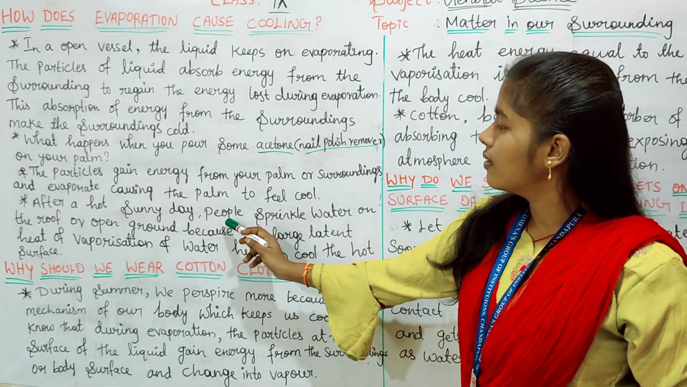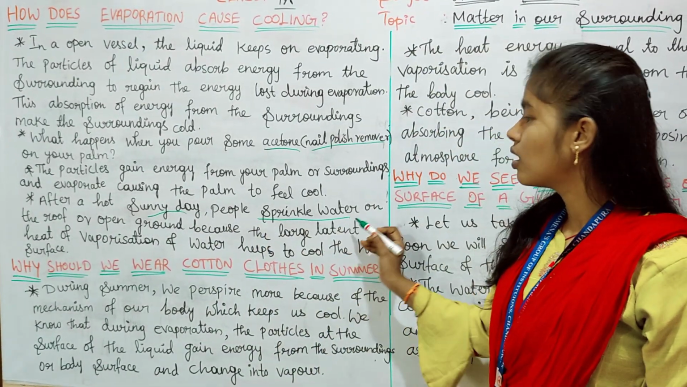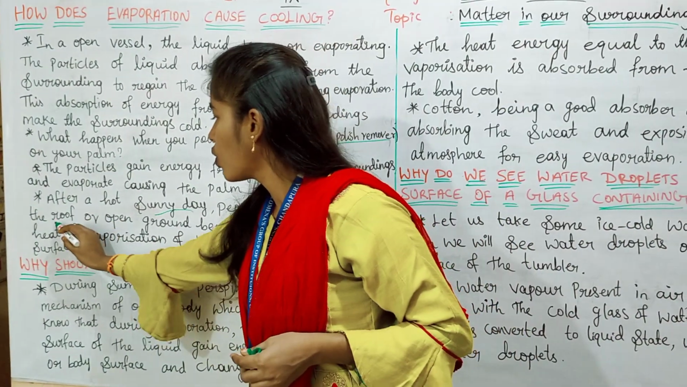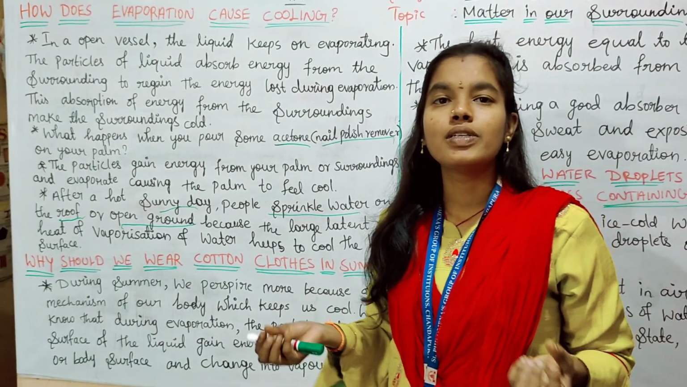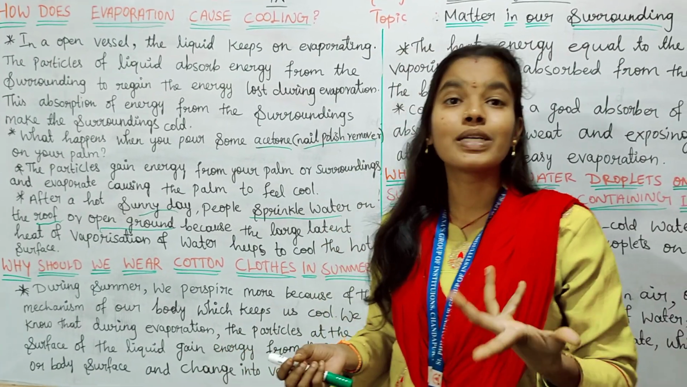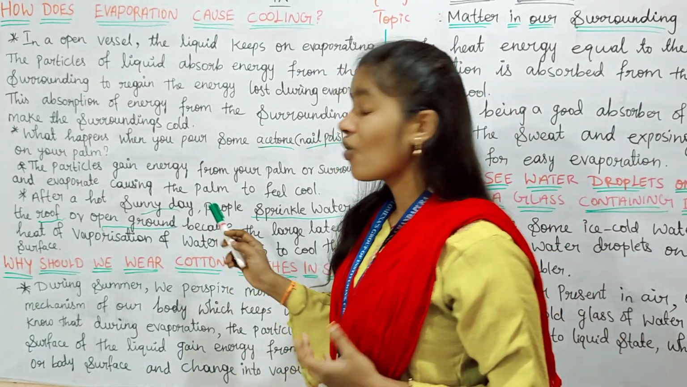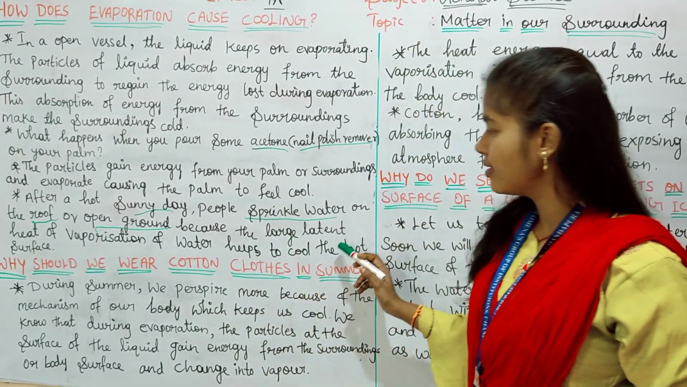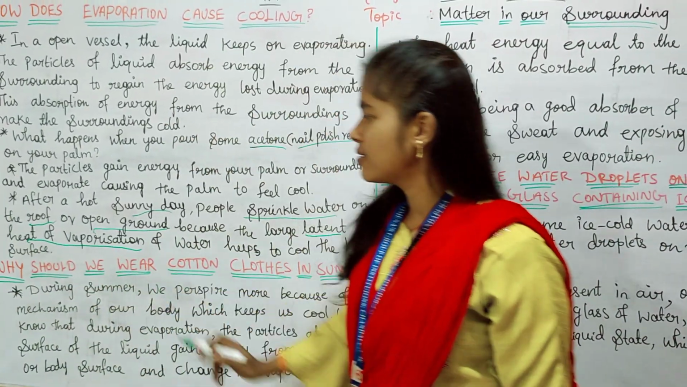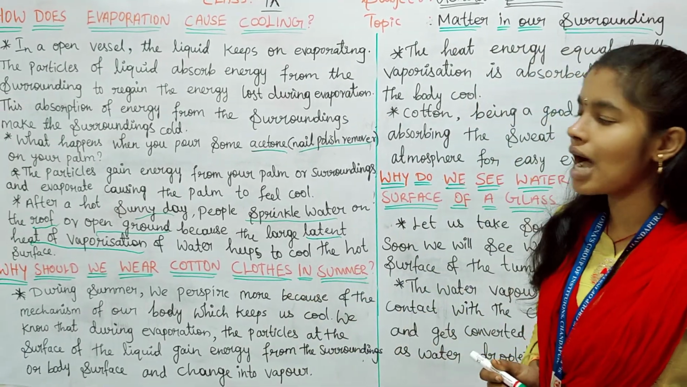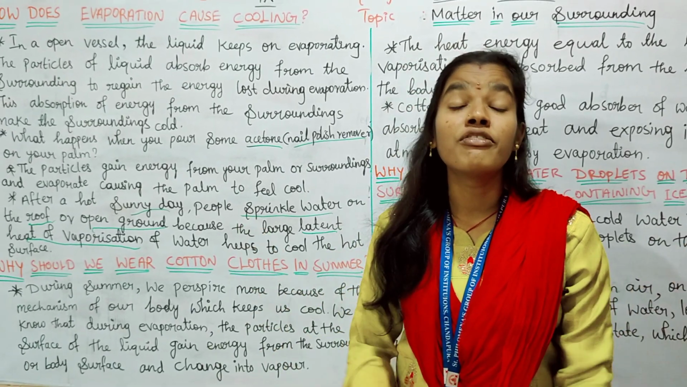On a sunny day, people will sprinkle water on the roof or open ground. You might observe that people sprinkle some amount of water in an open area or rooftop. Why are they sprinkling? Because the large latent heat of vaporization of water helps to cool the hard surface.